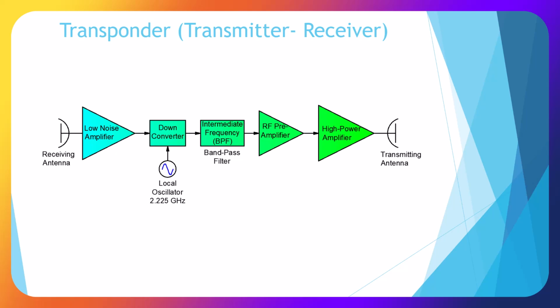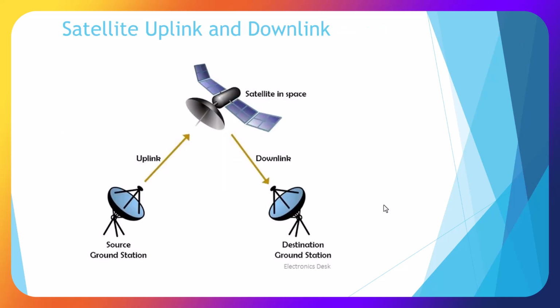Here's a diagram of a transponder, transmitter, and receiver on a satellite. So we have a receiving antenna, low noise amplifier (LNA), down converter, intermediate frequency bandpass filter, RF pre-filter, and a high power amplifier. These frequencies are usually different between receiving and sending. There's a diagram of an uplink coming from the source and a downlink from the satellite to the ground.